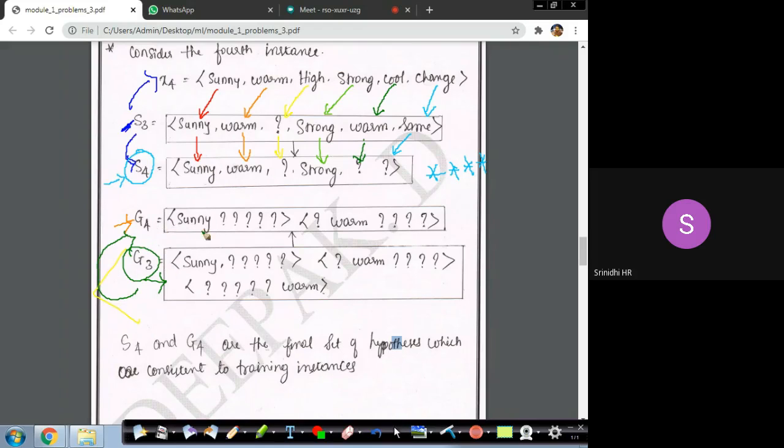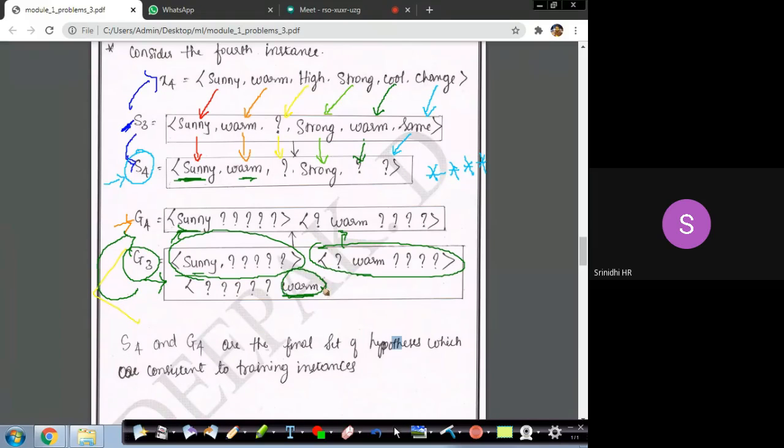If you want to derive G4 from G3, observe, first I had sunny here. In S4 here I am having sunny. In G3 I had sunny. So I'll keep it as sunny, and again the same whole thing will be same. This term will be same. Next I have warm, second attribute as warm. So in the previous example I had warm. So this whole attribute I'll remain it as same. That is my G4.